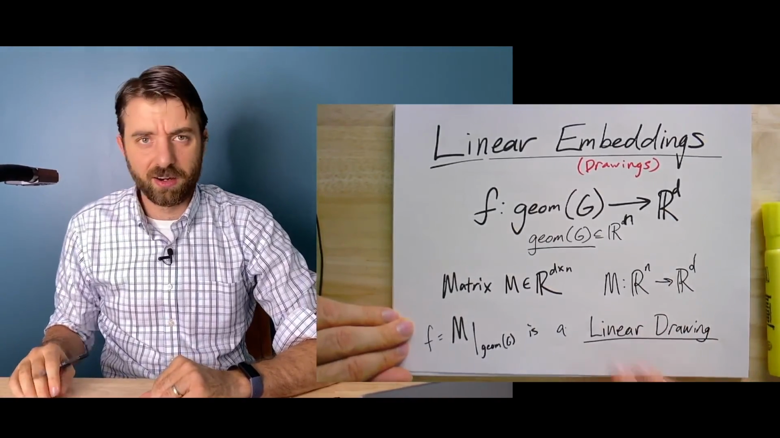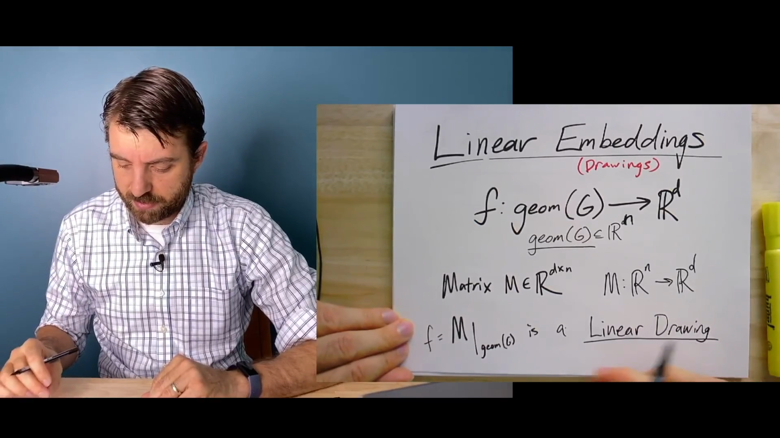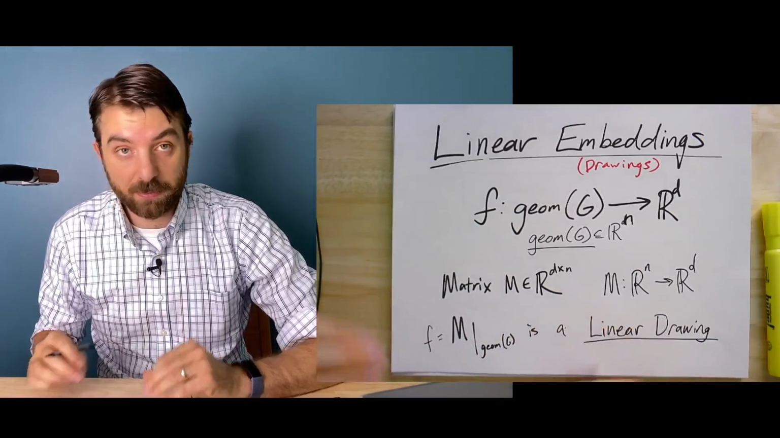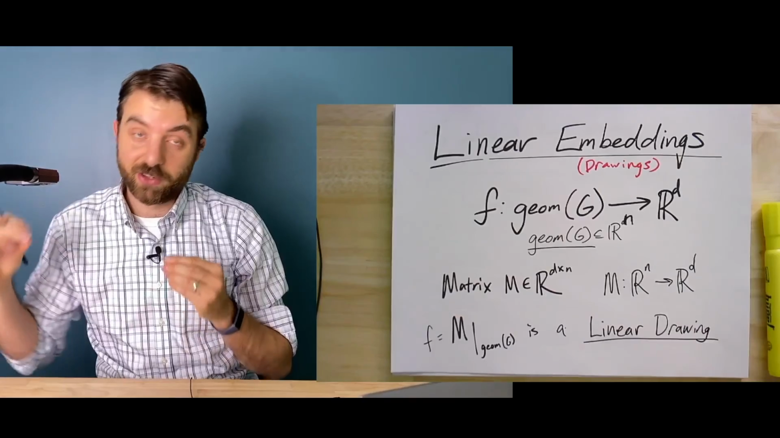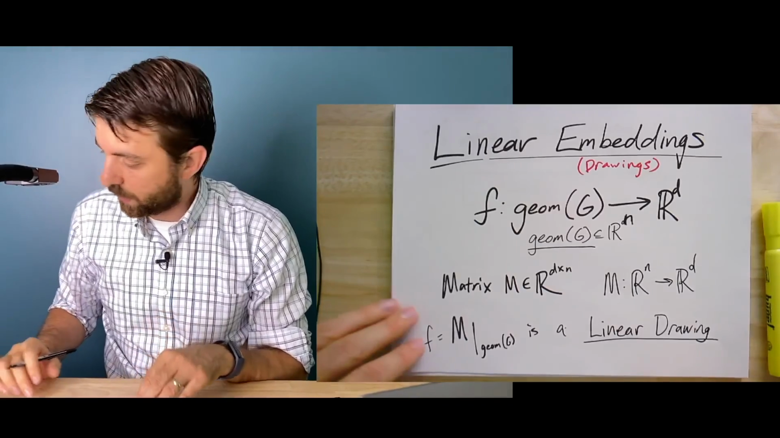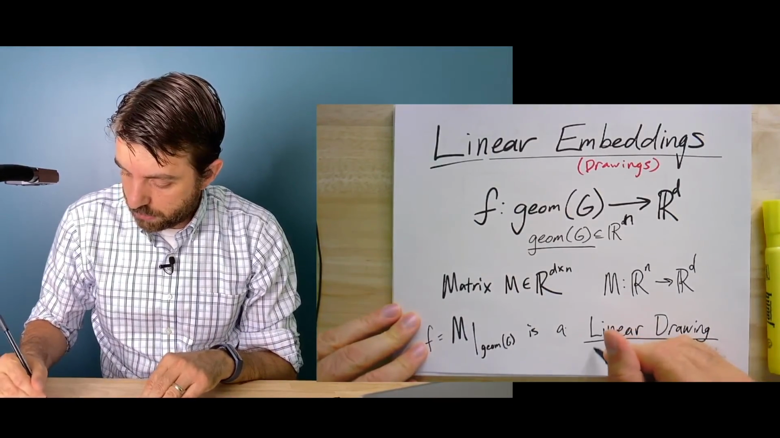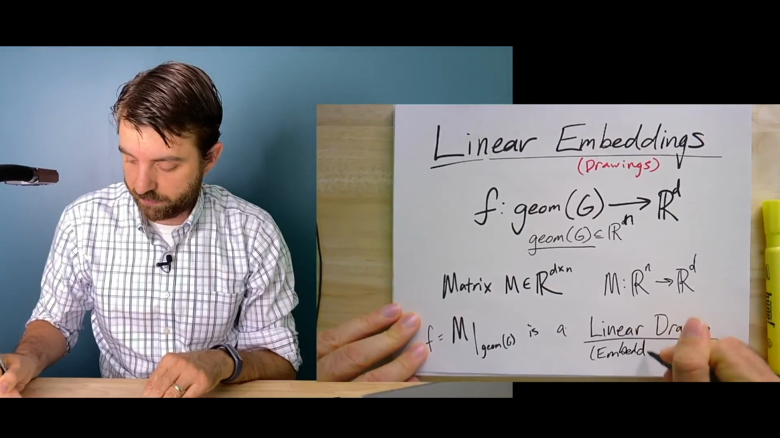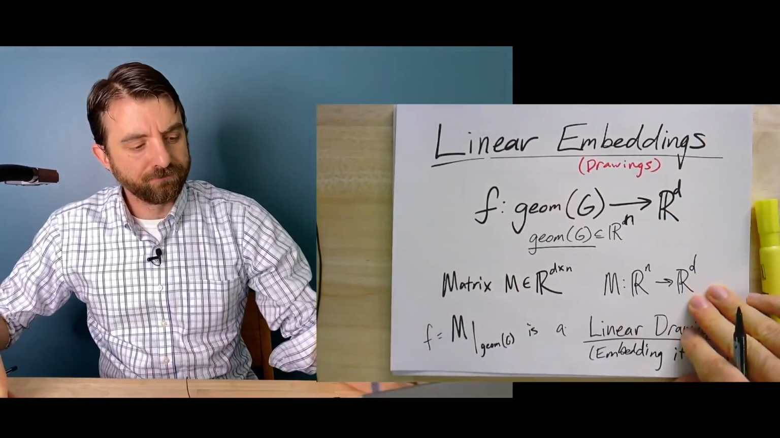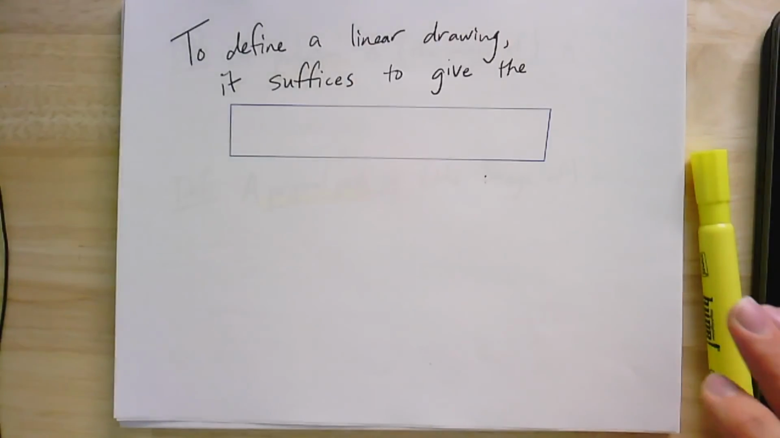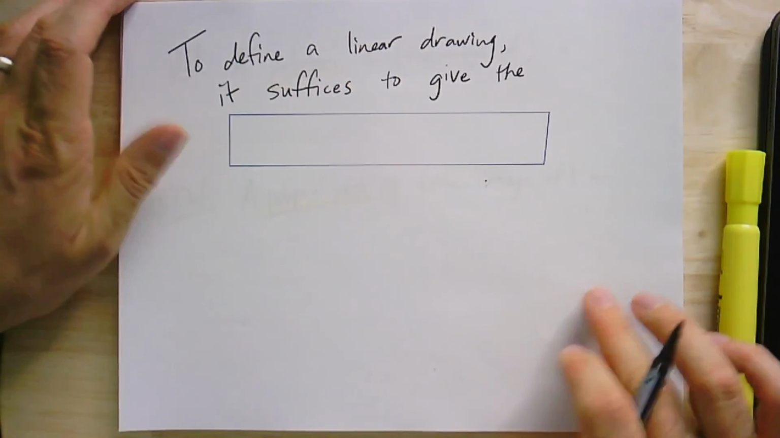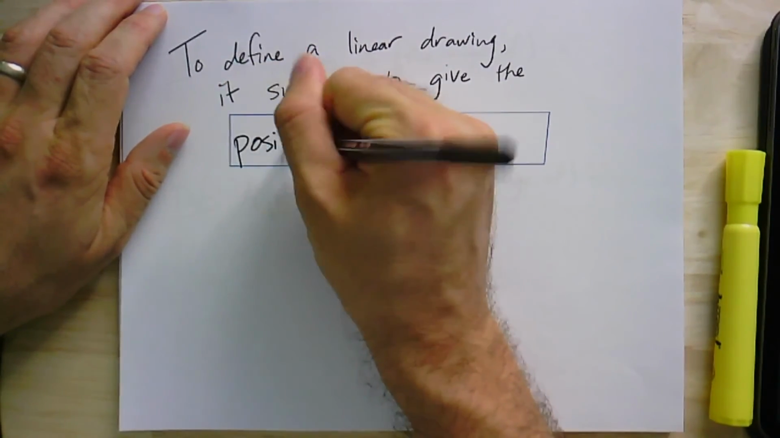It's a drawing where every vertex is placed at a point and every edge is just a straight line segment, right? And that's a property of linear maps, that straight lines get mapped to straight lines. The edges are straight line segments in R^n, so they map to straight line segments down in R^d. And here again, I've said linear drawing, but this is an embedding if it's injective. All right, so here's an important other fact about this. If I was going to define the linear drawing, it suffices for me to give the positions of the vertices.